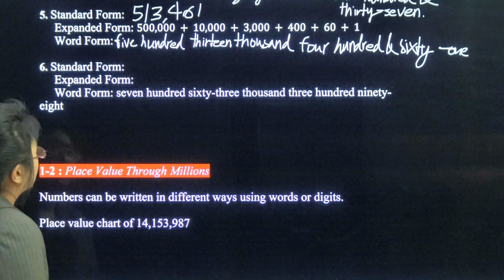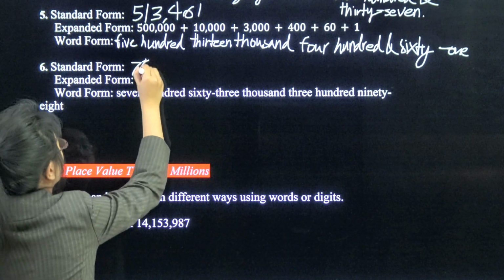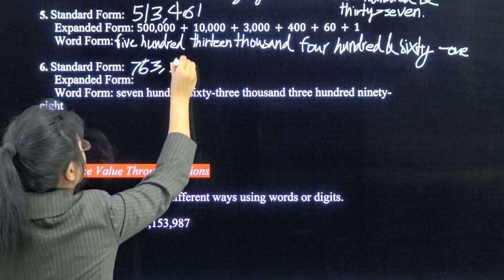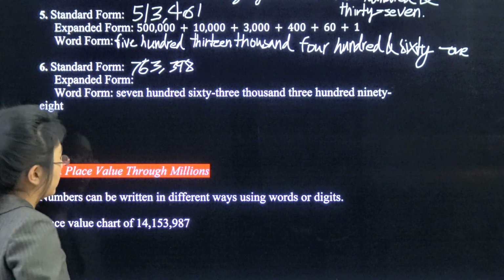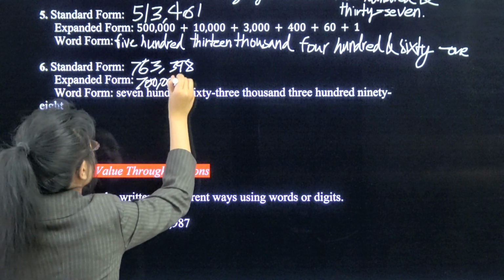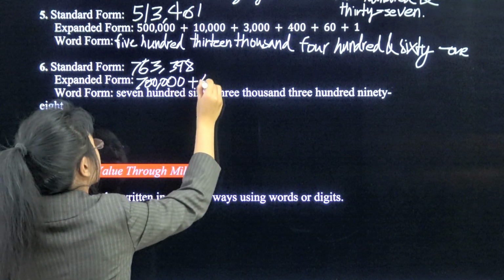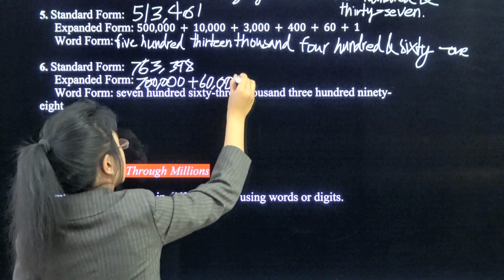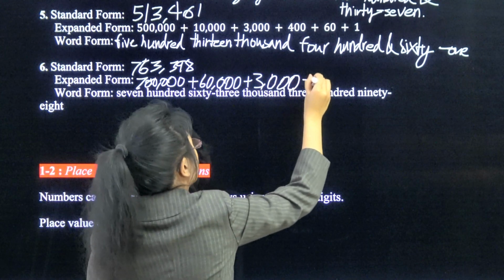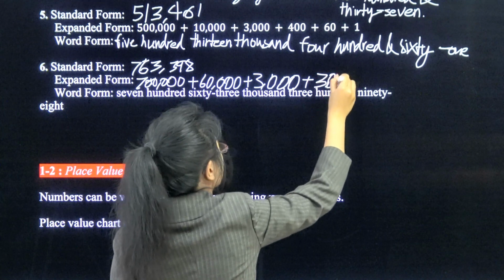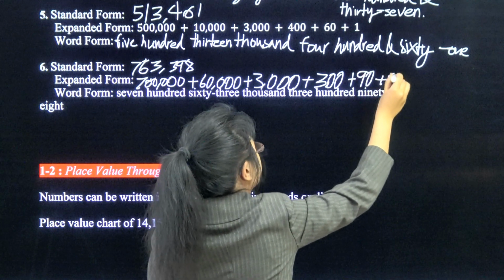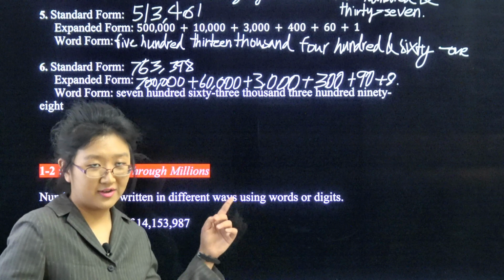763,398. So we have 763,398. Simple as that. The expanded form would have 700,000, 60, 3,000, 300. There's no comma in the hundreds. 90, and then 8. You don't actually need a period.